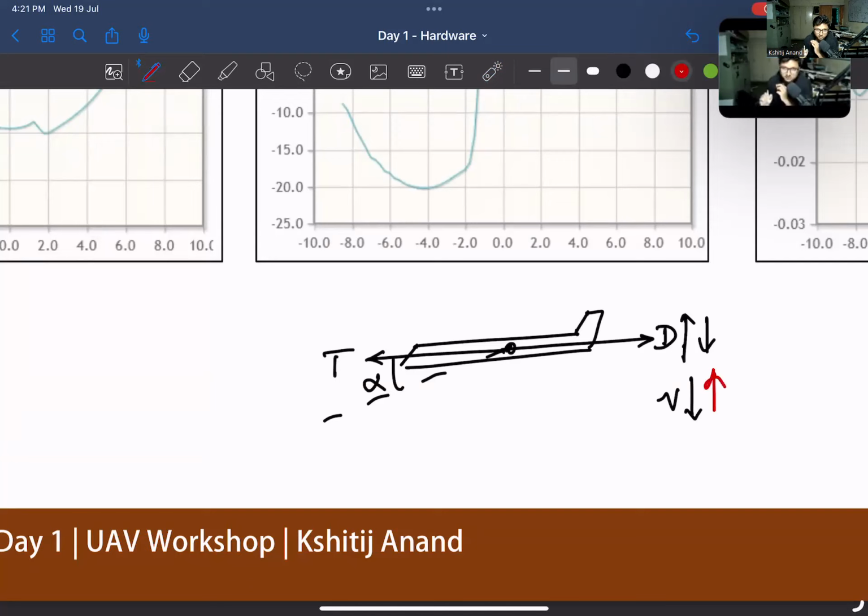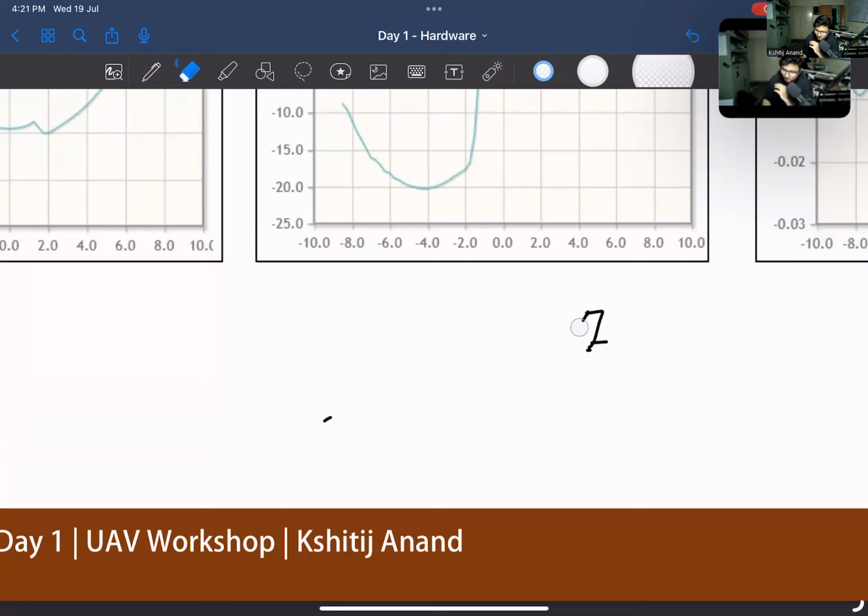The velocity is going to increase, which will again increase the drag. So this oscillatory behavior will keep on happening, which is not something good. It is going to make the aircraft unstable. So, there is a limit to which you are going to increase your angle of attack.